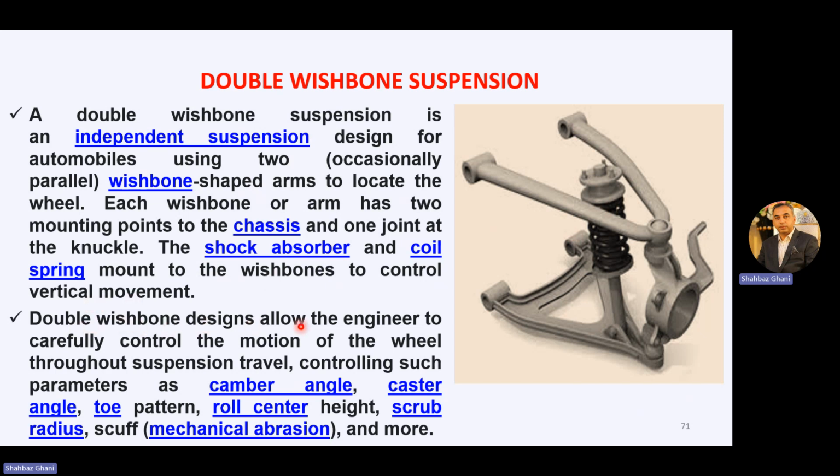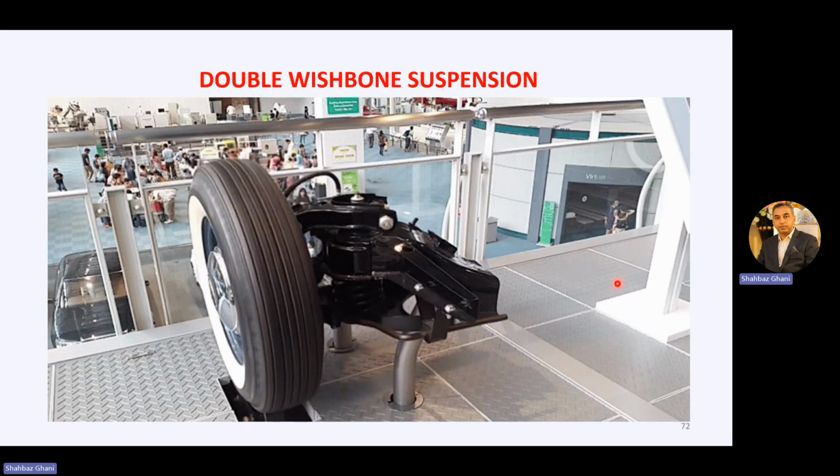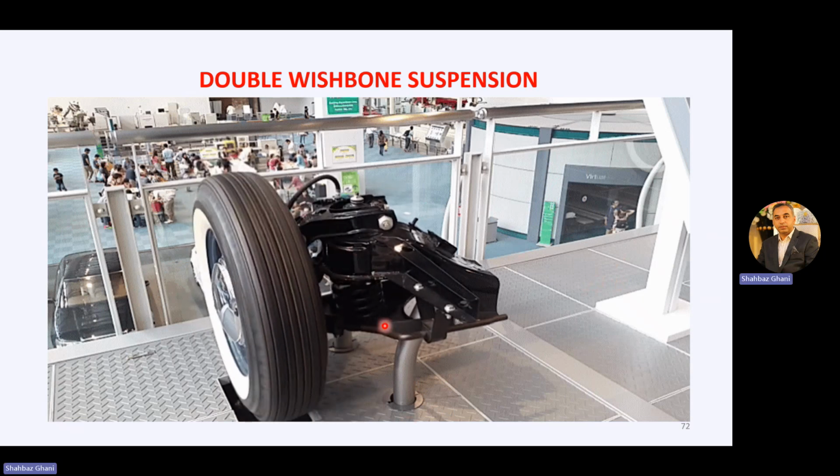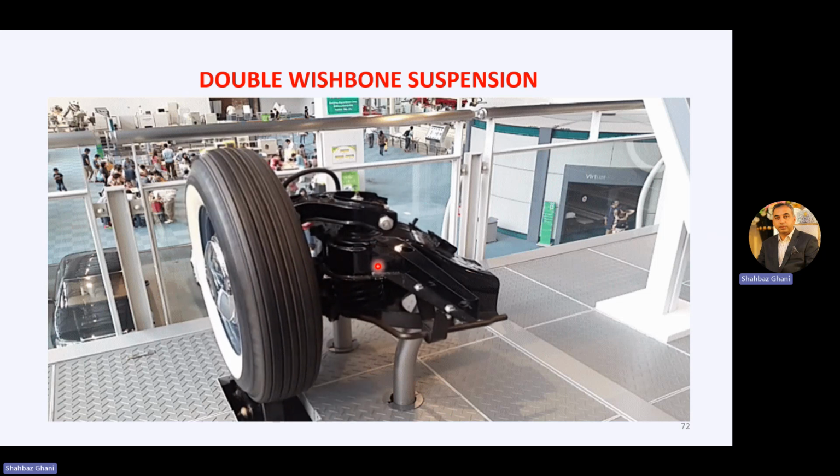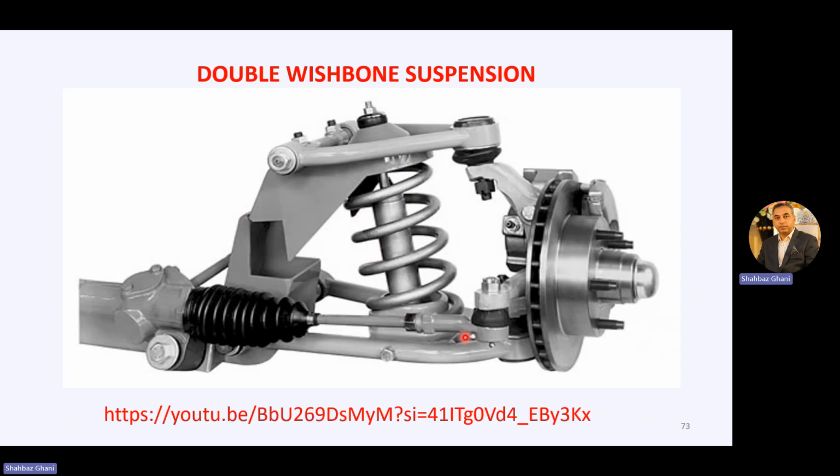Double wishbone design allows engineers to carefully control the motion of the wheel through suspension travel, controlling such parameters as camber angle, caster angle, toe pattern, roll center height, scrub radius, scuff, mechanical advantage, and more. So this is how your double wishbone suspension system works. The A-frames are moving like this, and the spring and coil arrangement is inside. This is how it looks in the figure. You can see this from his YouTube channel.